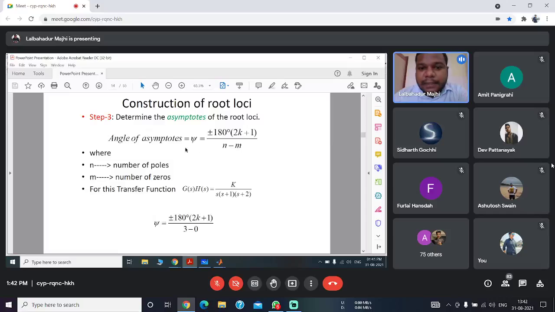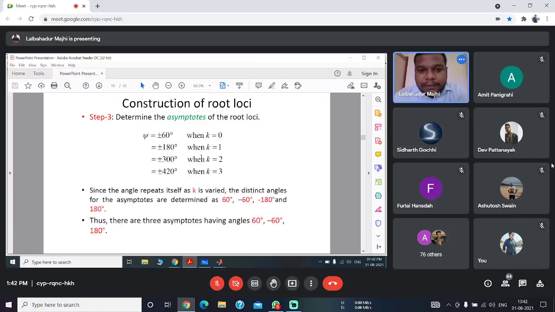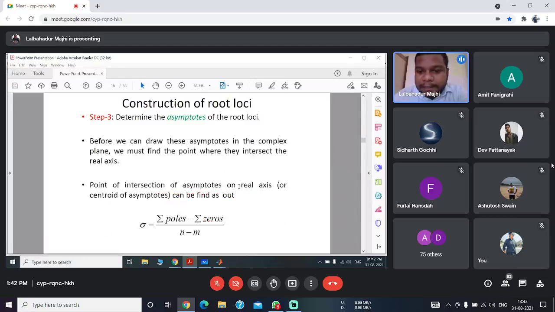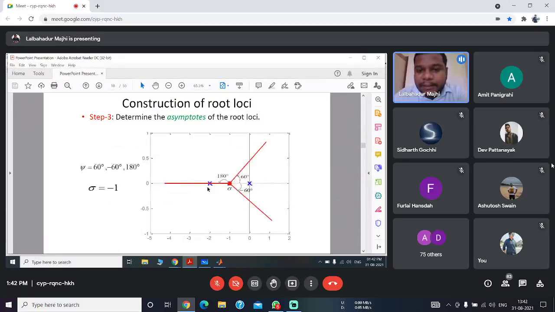So then the angle of asymptotes. The angle of asymptotes is calculated by this formula: plus or minus 180 times (2k plus 1) divided by (n minus m), where n is the number of poles and m is the number of zeros. Here, Biswa asked a question, he has a doubt. Here we can see plus 60, minus 180 and plus 180, but in this diagram we are only drawing plus 60, minus 60 and 180.